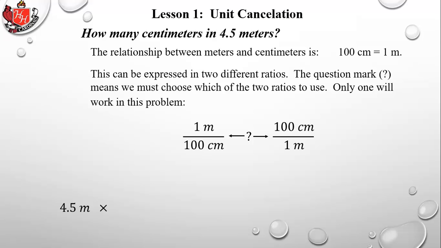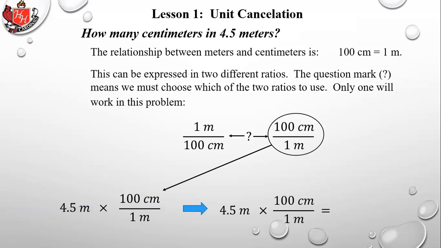So we're starting with 4.5 meters. What we want is to find out centimeters. That means that meters needs to cancel out and centimeters needs to appear on the top in our final answer. So which one of these 2 would make it do that? The first one or the second one? The answer is the second one. That there's 100 centimeters for every 1 meter.